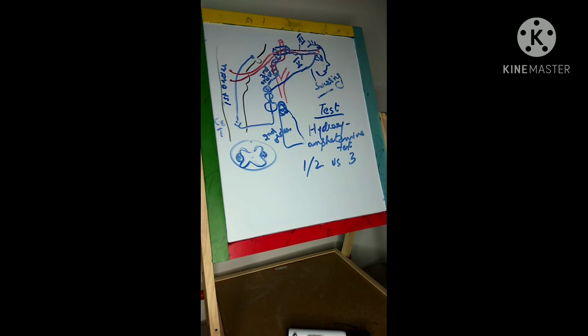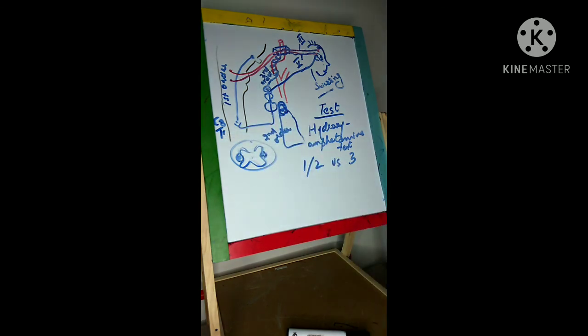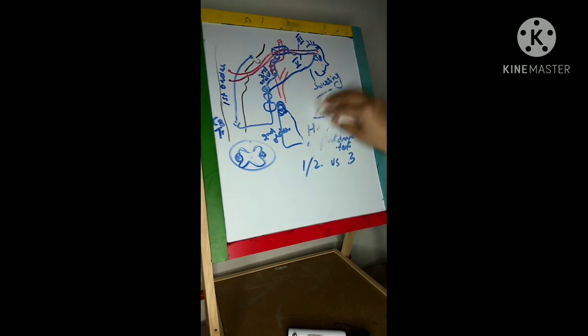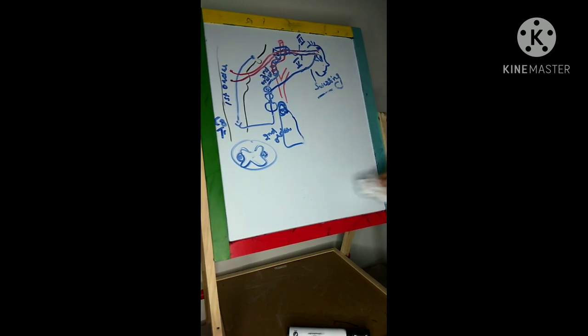The other test is hydroxyamphetamine. With hydroxyamphetamine, there is release of stored norepinephrine. If there is dilatation after giving hydroxyamphetamine, then it means that the third order neuron is okay and there is a problem in the first or second order neuron. So briefly I have told you about Horner syndrome, its pathway, lesion localization and tests. Hopefully you will understand. If you have any questions, please feel free to ask.